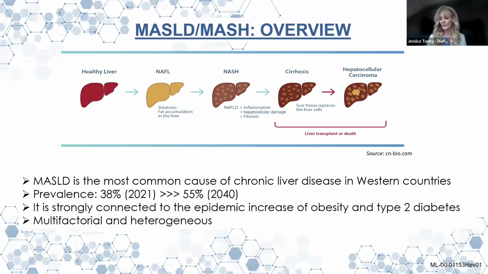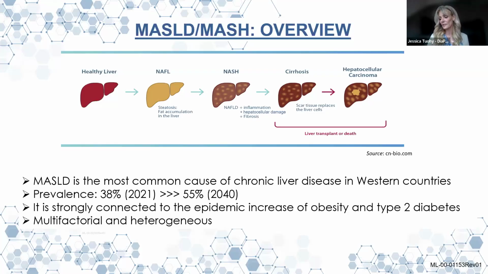Over the past 20 years, the incidence of MASLD has more than doubled, and it is now the most common chronic liver disease in developed countries. In 2021, the worldwide disease prevalence was about 38%, and that number has been forecasted to increase to 55% by the year 2040. So at that point, over half of the global adult population will have MASLD. Needless to say, this disease poses a significant health burden, and that burden is only increasing.